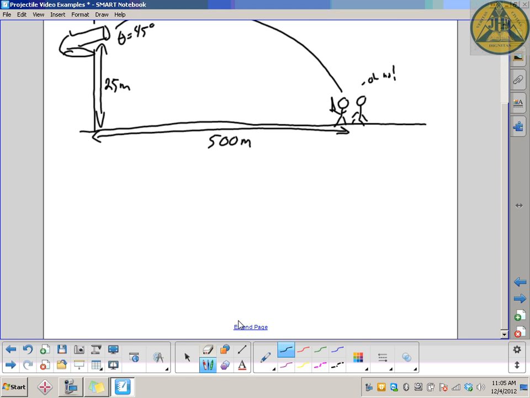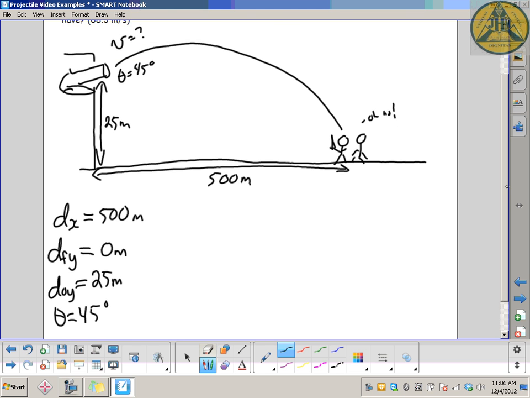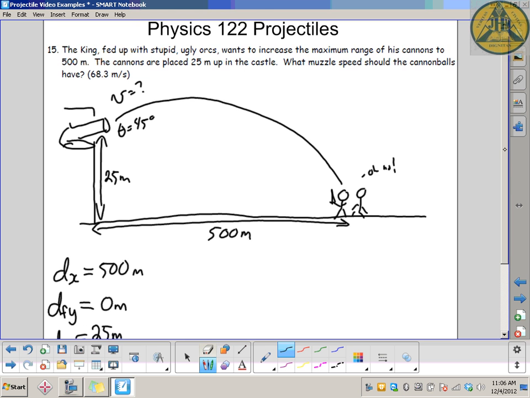So, things we know. We know our X position, 500 meters away. Final Y position is on the ground, it's 0. Initial Y position is a little bit different; we didn't have one that's up above before. It's above the ground by 25 meters, just to give a little extra range. We have our angle, 45 degrees. Make sure you're in degrees, not radians. We've got our orcs; that doesn't matter in the problem. And I got everything else.